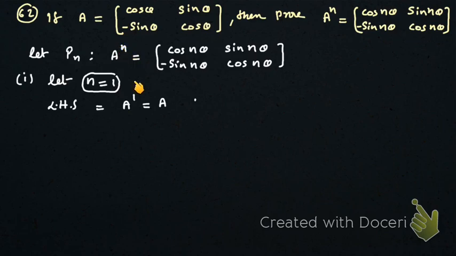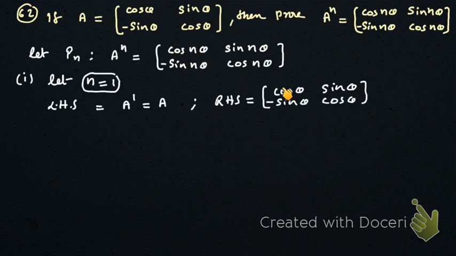LHS is a raised to n, but n is 1. So a raised to 1 is a. So the LHS is a. And now I do the RHS. What is RHS? RHS is cos n theta, but n is 1.